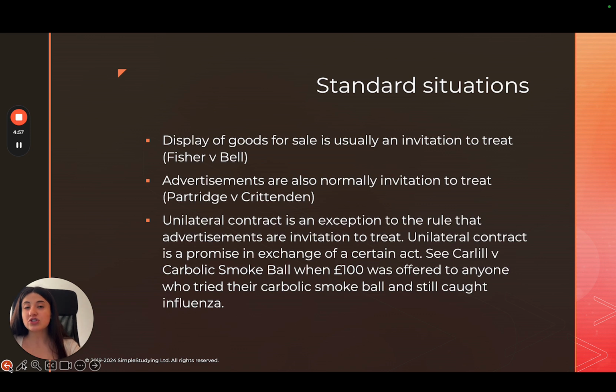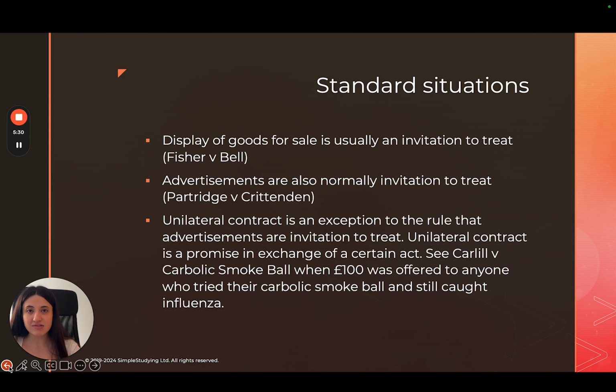Standard situations that you should memorize. There are a few rules about things, whether it's an offer or an invitation to treat, and you should memorize them and cite the relevant cases in problem and essay questions about this topic. For example, display of goods for sale is usually an invitation to treat. When you go to a shop and you see items on the shelves, this should be an invitation to treat, according to the case of Fisher versus Bell.